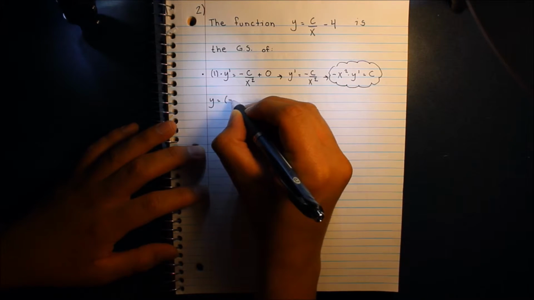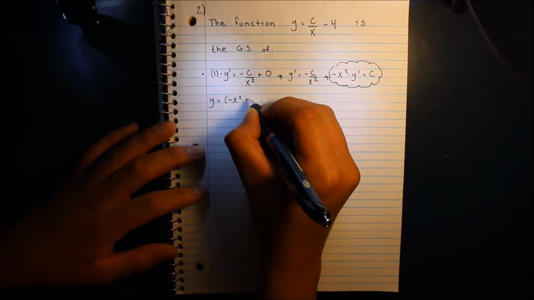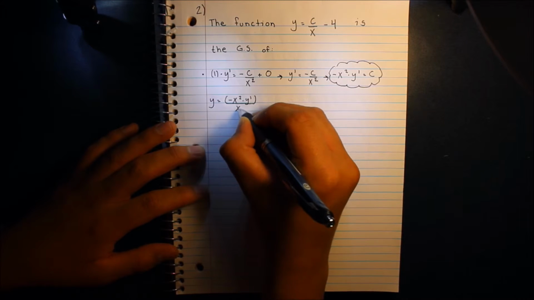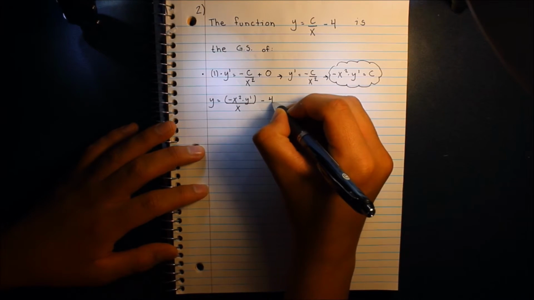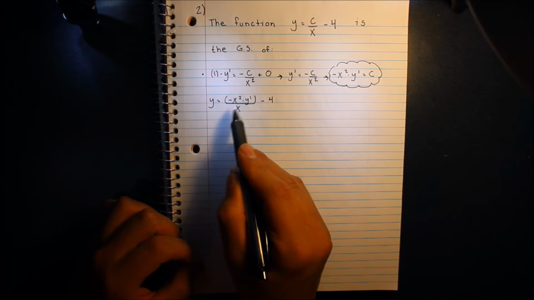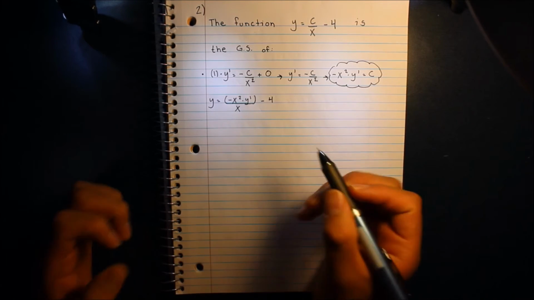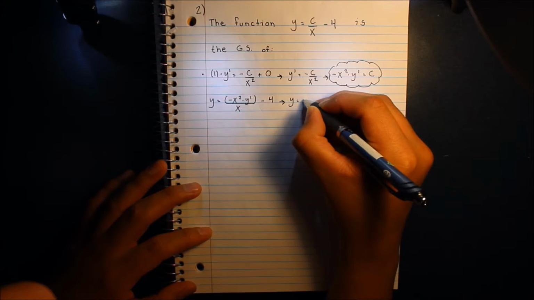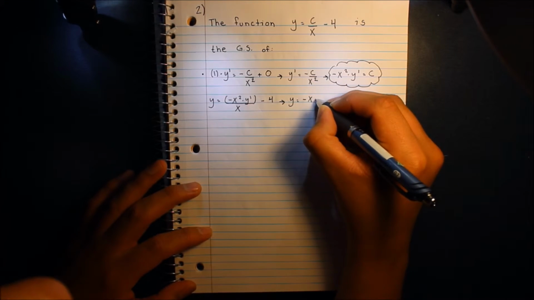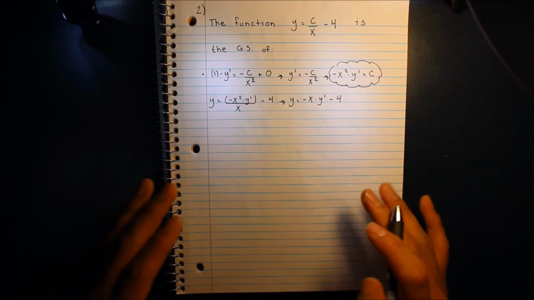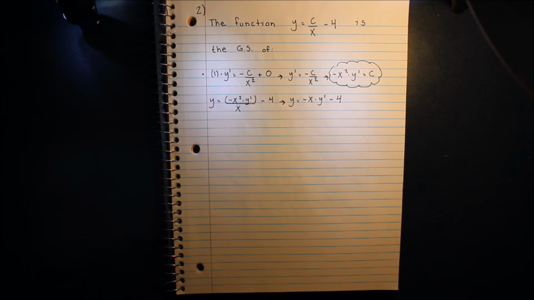All of c is negative x squared times y prime. And all of that is being divided by x minus 4. Okay, and we can still simplify this fraction. We know that the top and the bottom have an x in common, so y equals negative x times y prime minus 4. And whenever we get to this step already, we're pretty much done simplifying as much as possible.